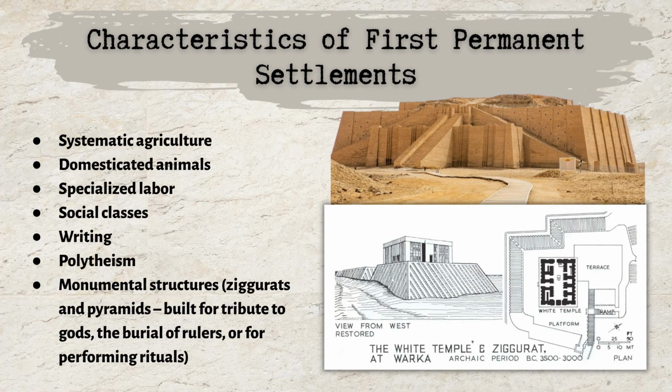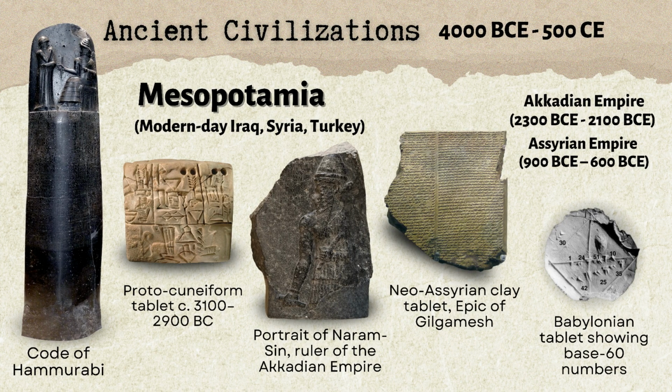Permanent settlements brought new characteristics: specialized labor, social classes, complex writing systems, and the construction of monumental architecture dedicated to polytheistic religious practices. We begin our quick survey of ancient civilizations with Mesopotamia, a region that included parts of modern Iraq, Syria, and Turkey. Several important civilizations developed here, including the Akkadian, Babylonian, and Assyrian empires. One major example is Hammurabi's Code, a written set of laws for Babylonian society.